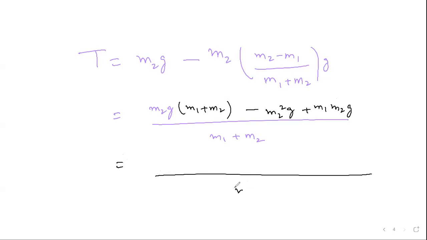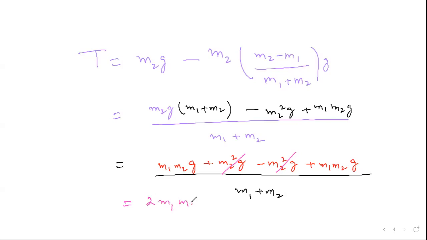Let me solve it further. Here I have M1 plus M2. In the numerator, I multiply these terms: M1 M2 G plus M2 square G, and minus M2 square G plus M1 M2 G. Then plus M2 square G minus M2 square G will go, and these two will add, which is twice M1 M2 G by M1 plus M2. This is the expression for tension.